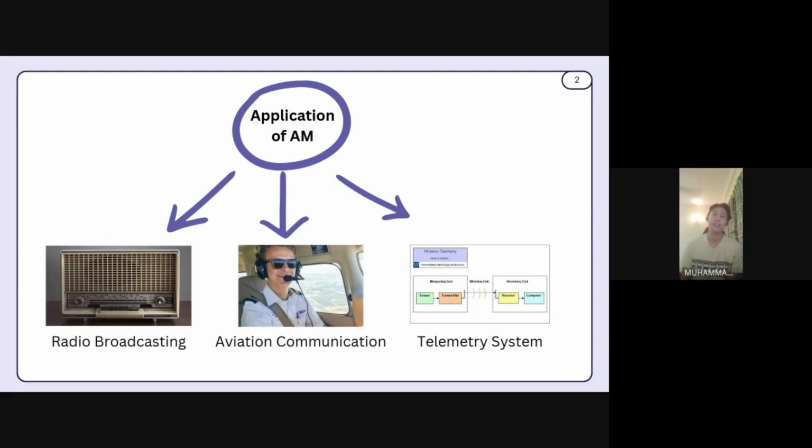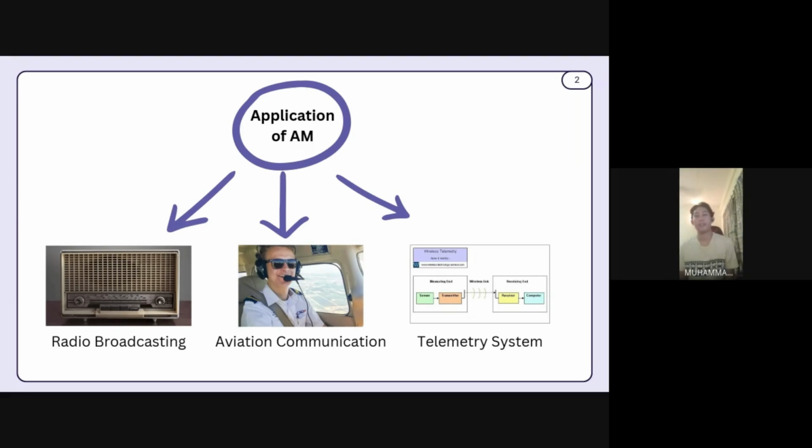The second application is aviation communication. It's mainly used by pilots or the watchtower at the airport for navigating and reporting whether they have any issue during flight. So, for example, engine failure, hijacking, or emergency landing. By using amplitude modulation, they can know and report the situation fast enough to avoid any unnecessary problem.